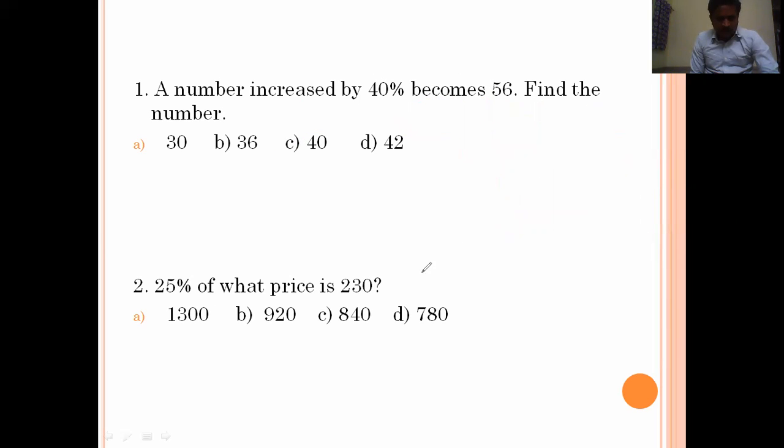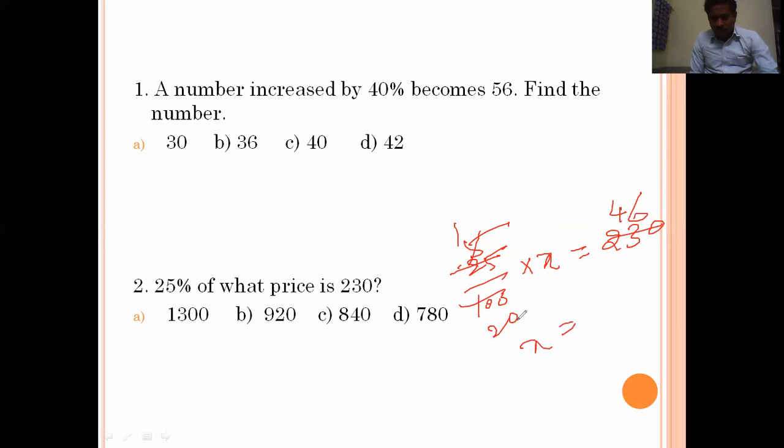Next, 25% of what price is 230? 25% means 25 by 100. Here we don't know the price, so we take it as x, and 25 by 100 into x equals 230. Then x equals 46 into 20, which is 920. So 920 is the answer. Option B is the right answer.